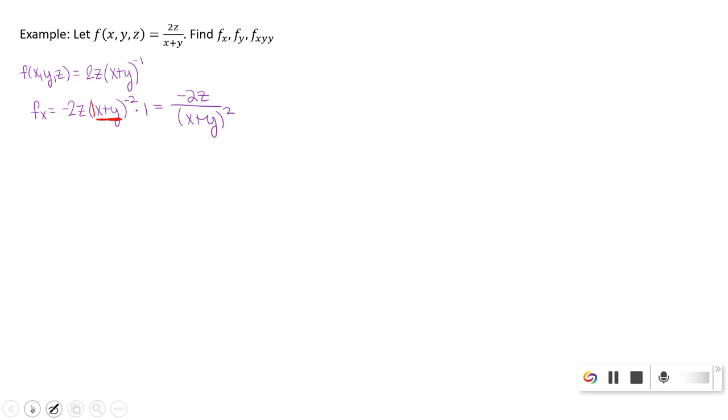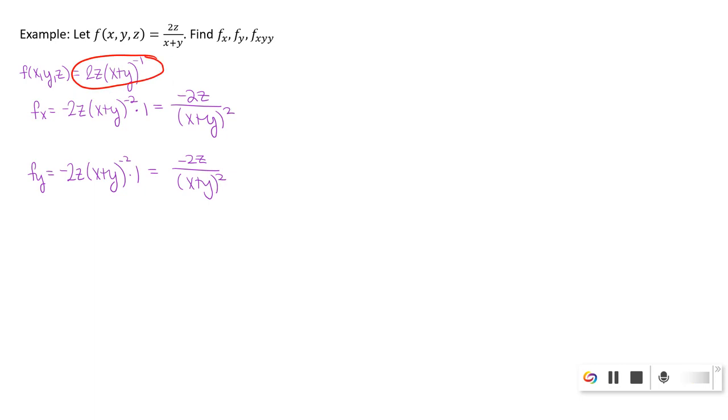My partial derivative with respect to y, I'm going to do in a very similar way. So I'm looking at my function 2z times x plus y to the negative 1. Y is my only variable. That's the only thing I'm worrying about. Treat everything else like a constant. So I brought the negative 1 down. Negative 2z times x plus y to the negative 2. And then derivative of the inside is still 1. I guess 0 plus 1. So, oh, I actually get the same partial derivative. That is a coincidence. You can't expect that to happen.